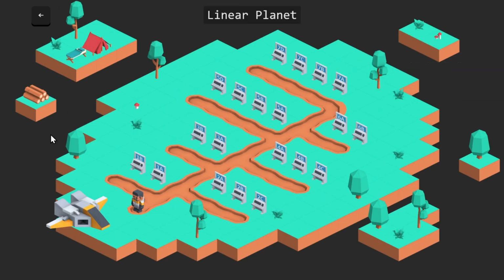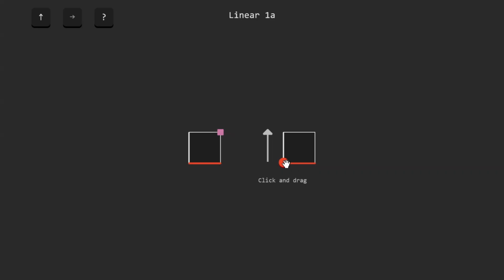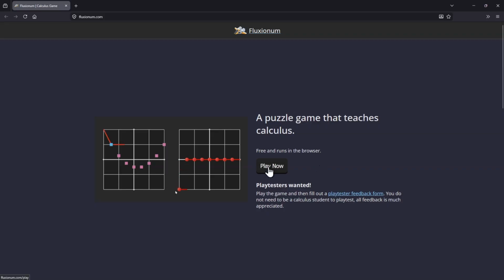I'm making a game that teaches calculus. The game uses puzzles to teach the player about one of the core concepts of calculus, the derivative. If you want to try it for yourself, you can play the game right now in the browser at fluxionum.com.